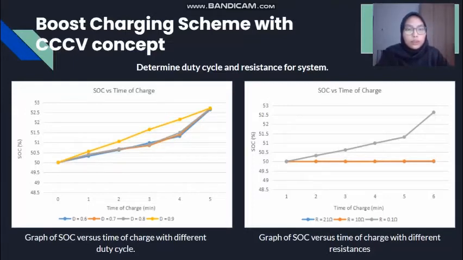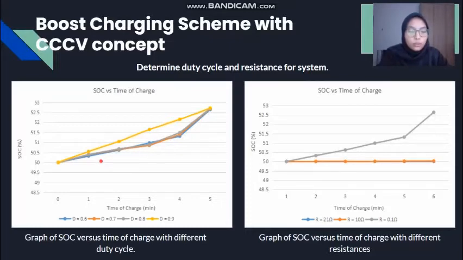Before we proceed to simulate the boost charging scheme with CCCV concept, we need to determine the duty cycle and resistance for the system. The first graph shows SOC versus time of charge with different duty cycle. The duty cycles that we simulate are 0.6, 0.7, 0.8 and 0.9. From the observation, we can see that the greater the duty cycle, the longer the time taken to charge a battery. We also consider that the charging scheme became unstable and inefficient with a high duty cycle.